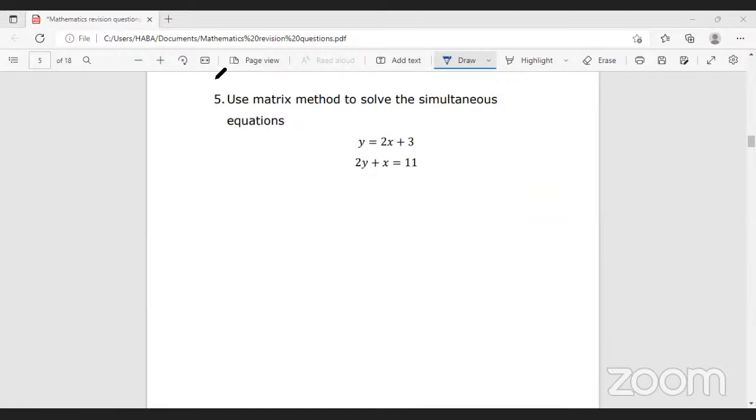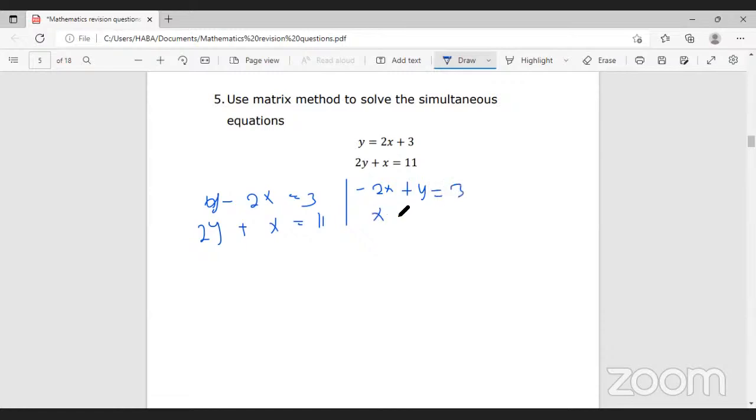So we are going to rearrange, and we have this equation y minus 2x is equal to 3, and then 2y plus x is equal to 11. So we can work with this, or we can have those equations as negative 2x plus y equaling 3, and then x plus 2y equaling 11. So we can choose to use any of these two equations.